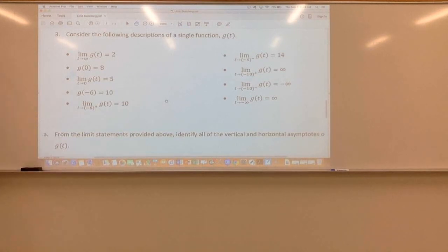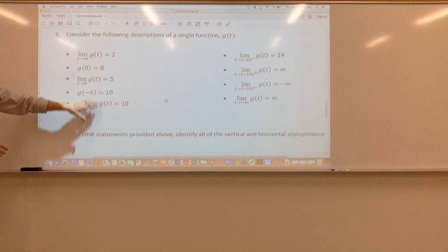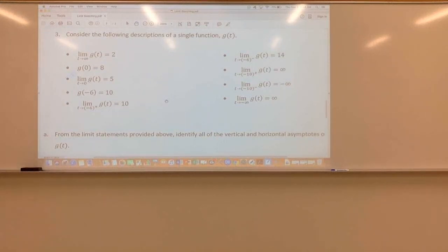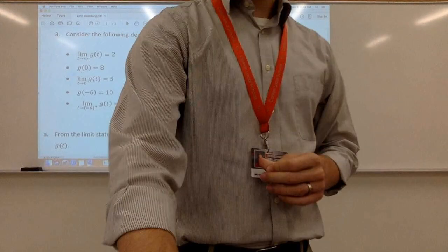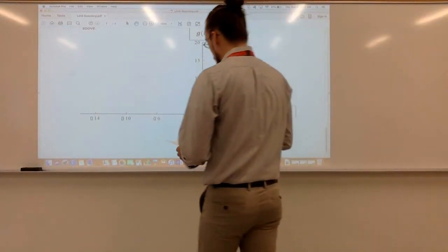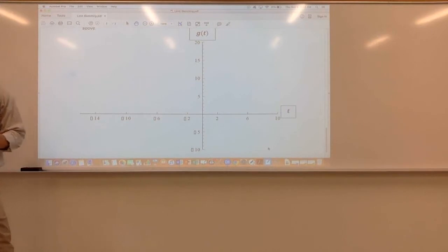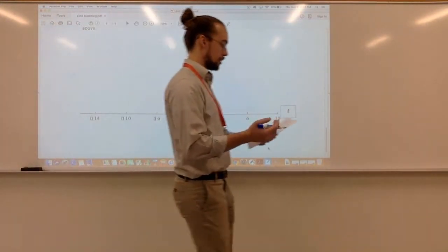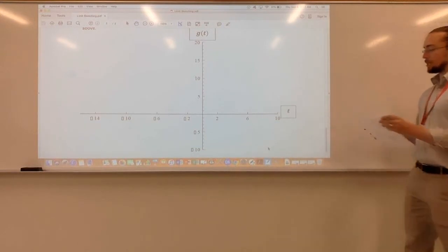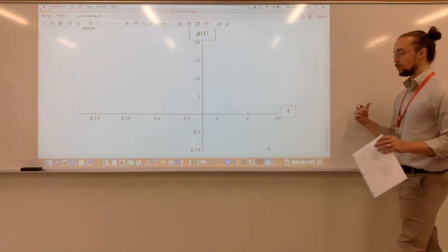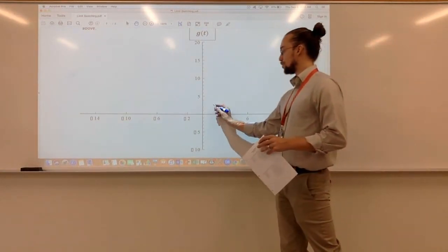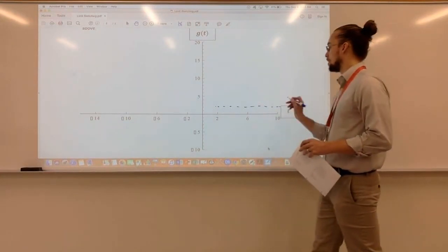So a good first step might be to look at these and figure out where the asymptotes are going to be. Right? Figure out where vertical or horizontal asymptotes are going to be. I'm just going to go in order down the list here. So the first piece of information says the limit as t approaches infinity is equal to 2. So that tells me as I go further and further to the right, I'm going to be approaching a y value of 2.